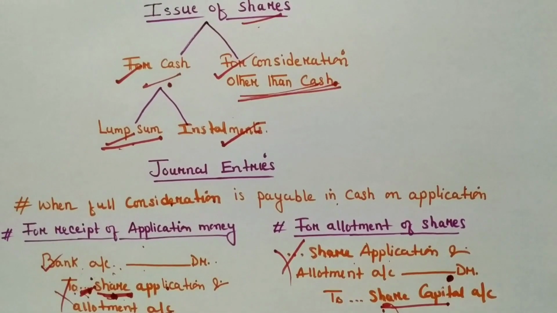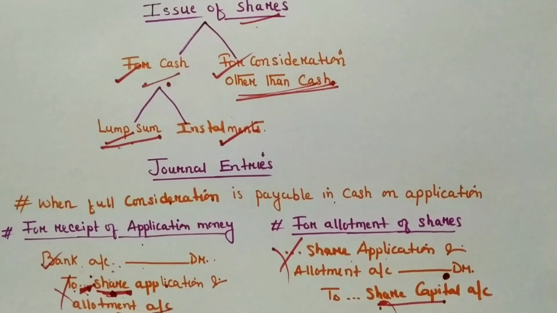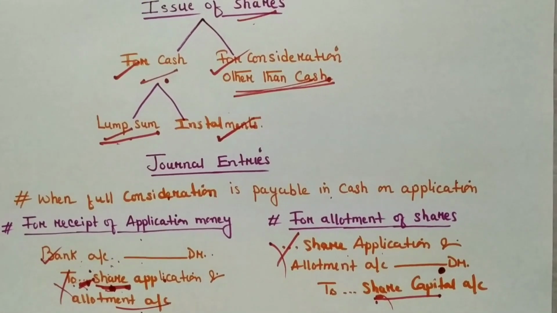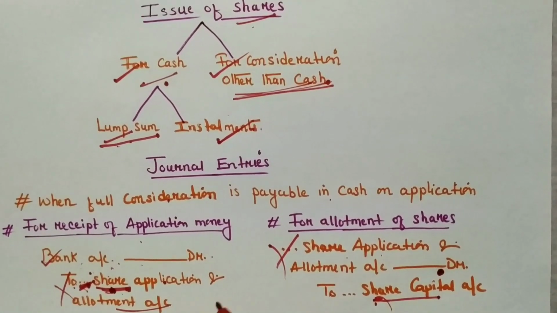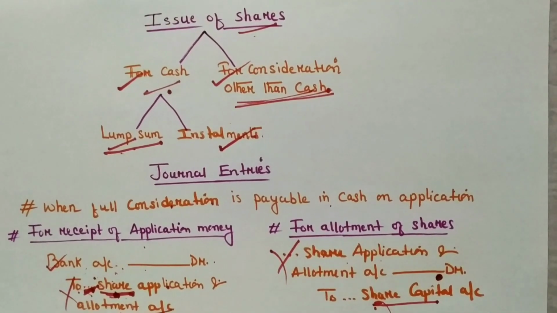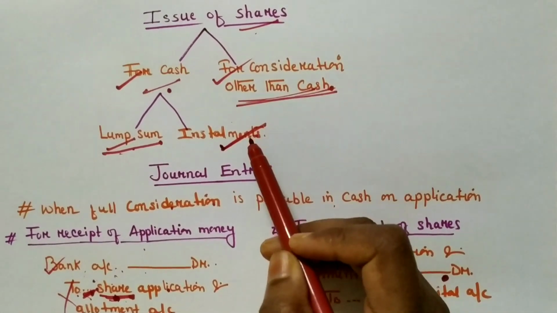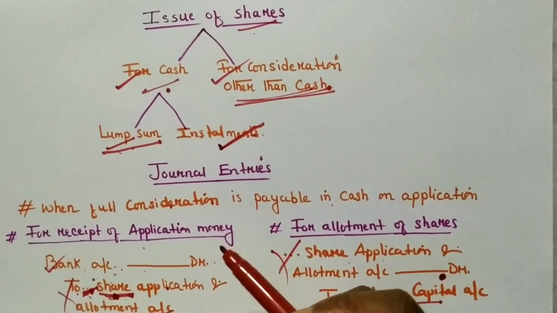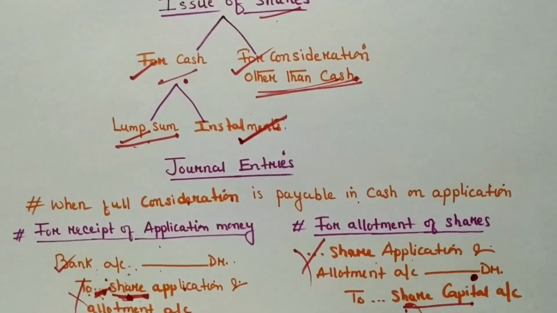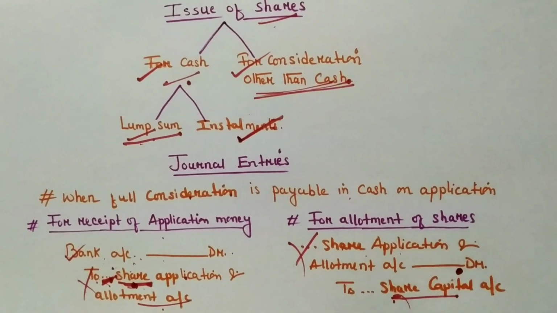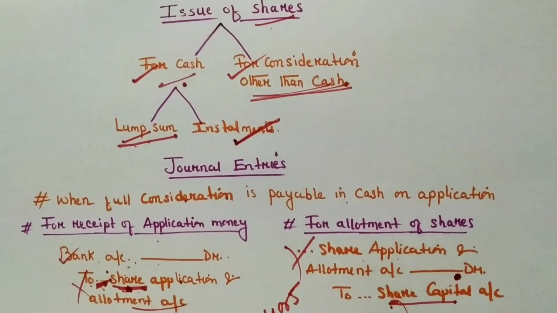Now after the journal, give a narration. You know, the narration is the brief description of your entry. So give narration. The next case is where full consideration is payable in cash by installment. Now sometimes the amount payable on a share is payable by installments. The number of installments may be 2 or 3 or 4 or 5.